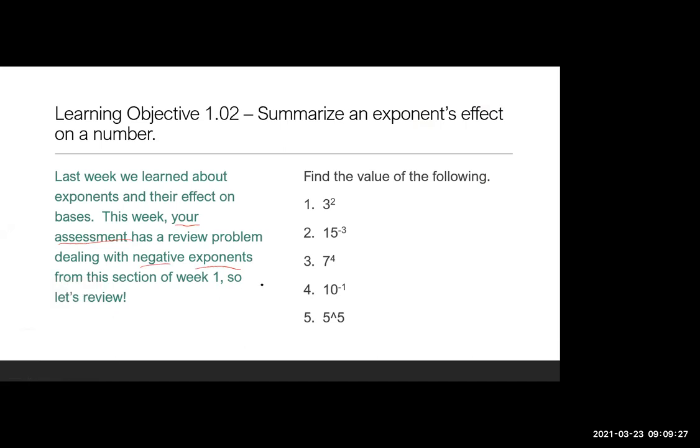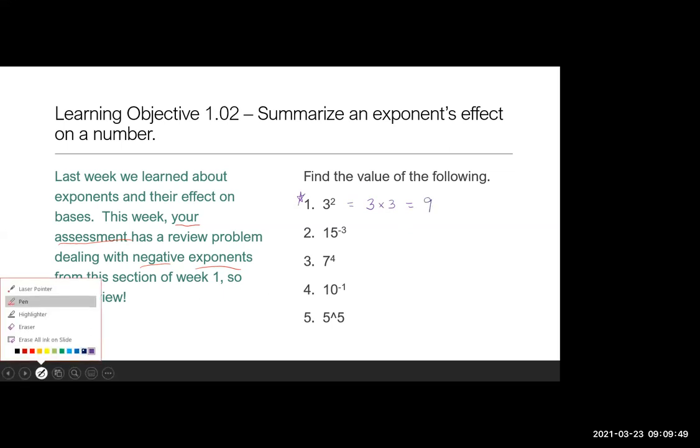So just a reminder that when we see a problem like number 1, 3 to the second, that means to write the 3 2 times and multiply. The 2, the exponent, tells us how many times to write that. So 3 times 3 is 9.